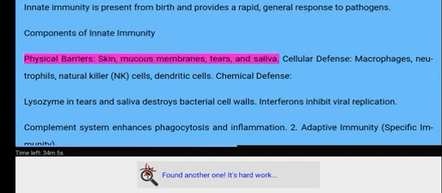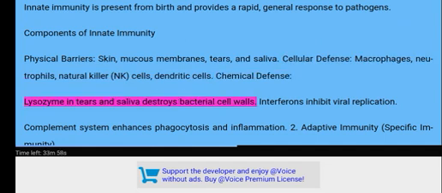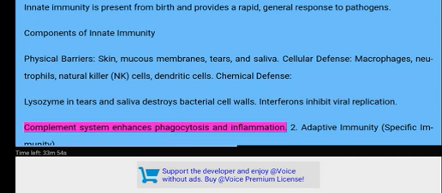Components of innate immunity. Physical barriers, skin, mucous membranes, tears, and saliva. Cellular defense, macrophages, neutrophils, natural killer NK cells, dendritic cells. Chemical defense. Lysozyme in tears and saliva destroys bacterial cell walls. Interferons inhibit viral replication. Complement system enhances phagocytosis and inflammation.